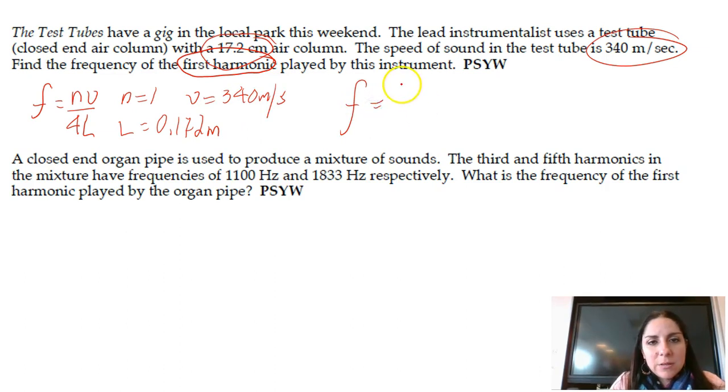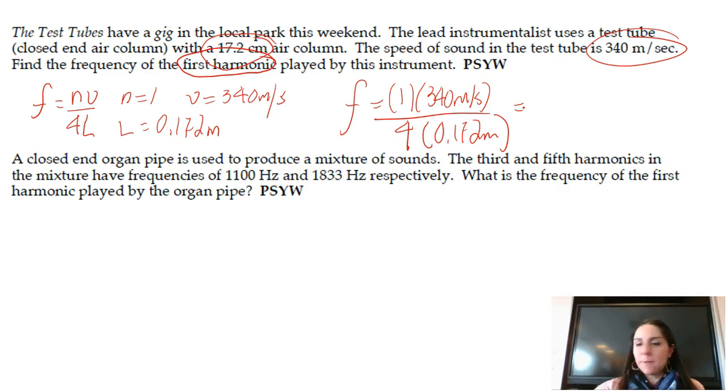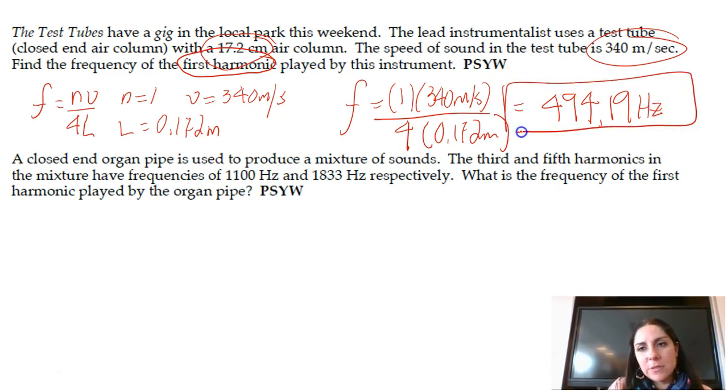F is going to be 1 times 340, that's the speed, times harmonic number, divided by 4, and then the length, 0.172 meters. So 340 divided by 4 times 0.172. Our value is 494.19 hertz. That is the first harmonic played by that instrument, by the test tubes, I guess. So that's how you can solve that question.